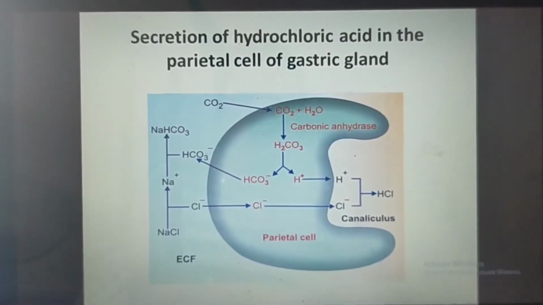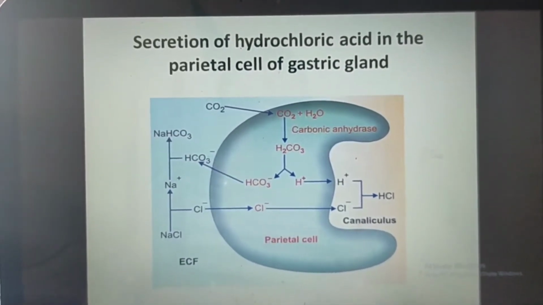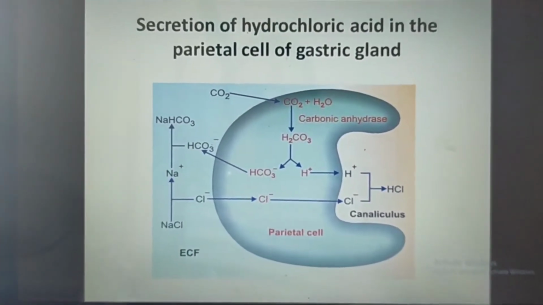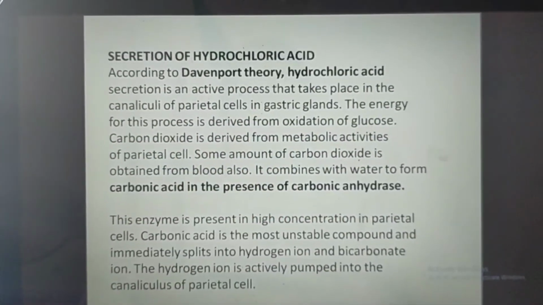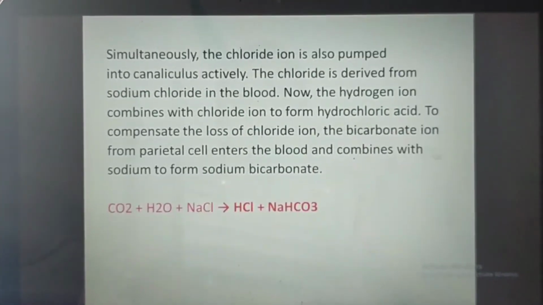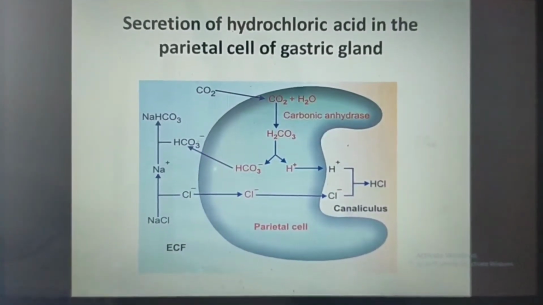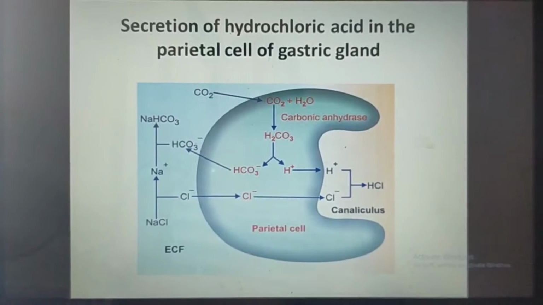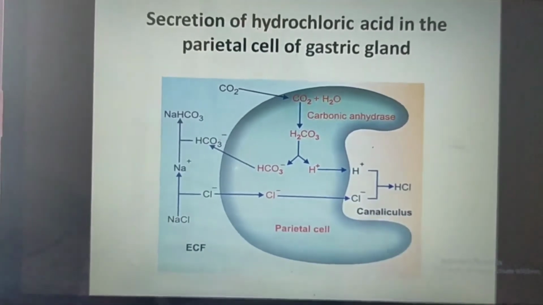So in this figure, we can see the secretion of hydrochloric acid in the parietal cells of the gastric gland. This is a graphical illustration of the secretion we have talked about.